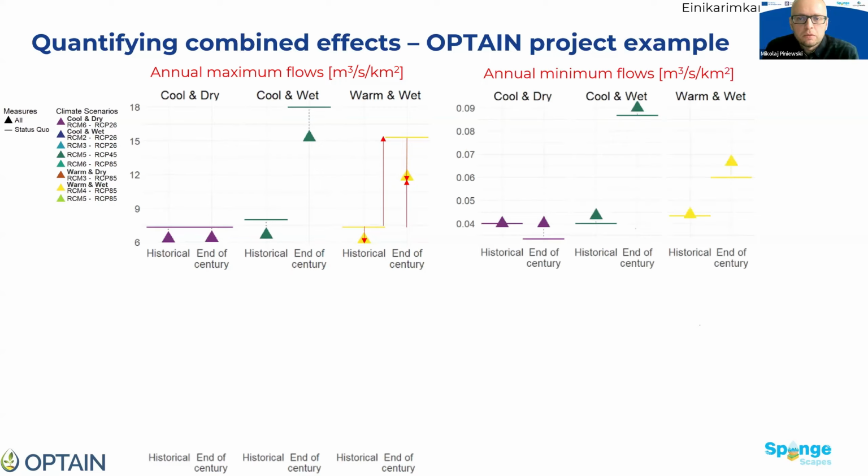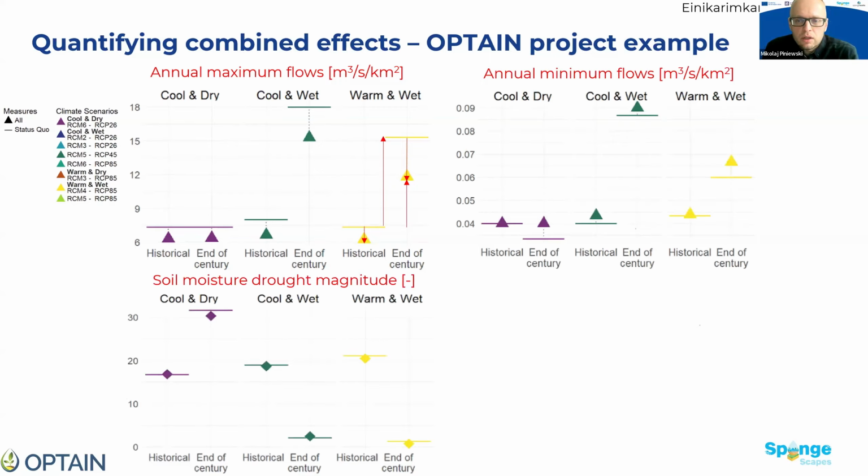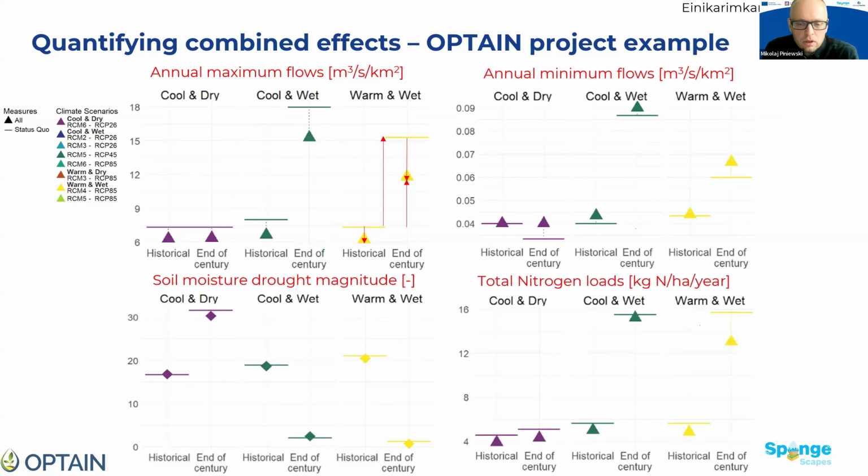There are similar examples for other indicators. As you can imagine, annual minimum flows, soil moisture droughts, total nitrogen loads, but I'm not going to discuss them now. It's just to show you the flexibility of this approach.